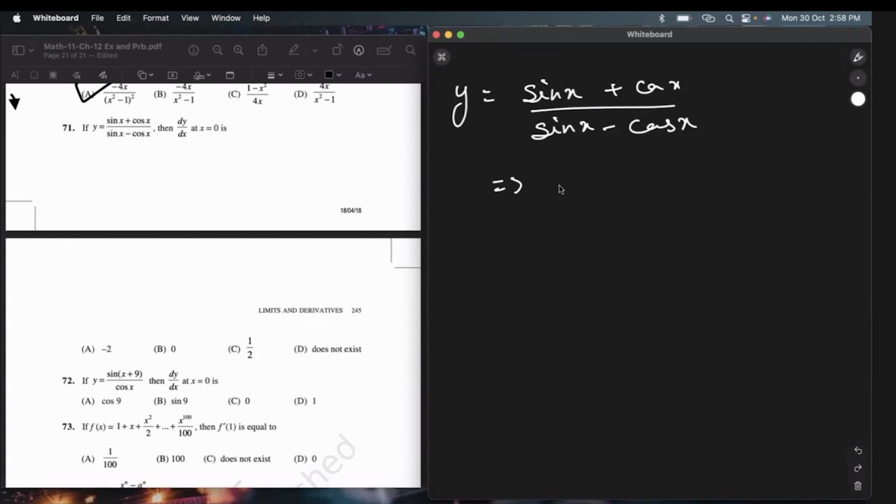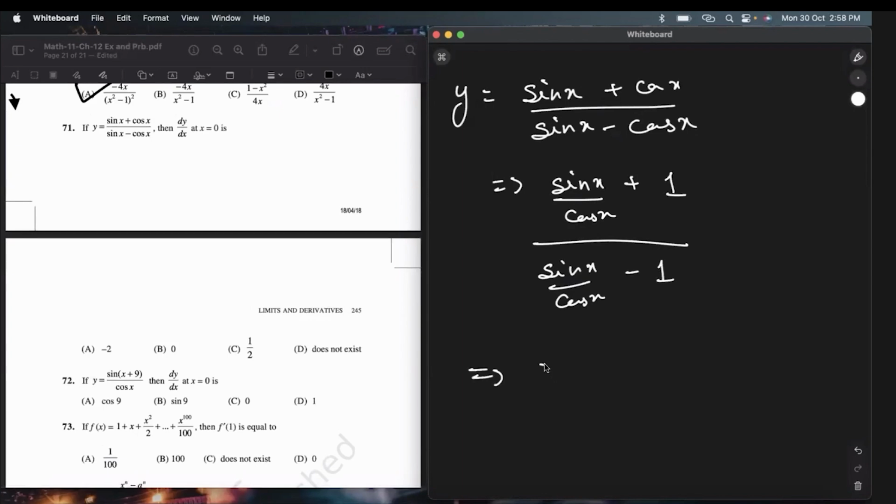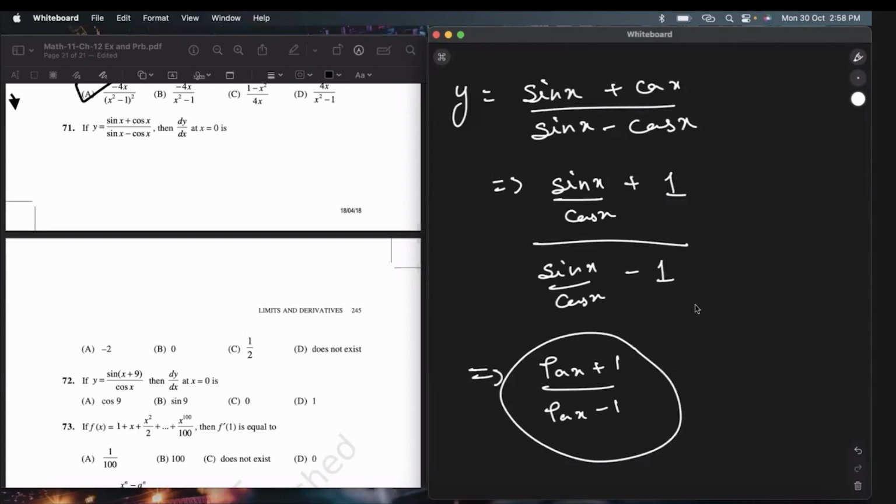If I divide the whole thing by cos x, there will be sin x upon cos x plus 1, over sin x upon cos x minus 1. Alright, I can write this as (tan x plus 1) over (tan x minus 1). Okay, so this is my question. Now my question is y equals (tan x plus 1) over (tan x minus 1).